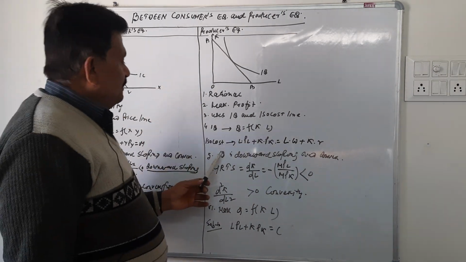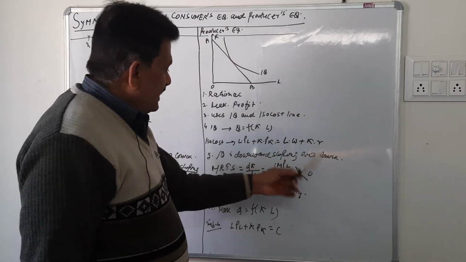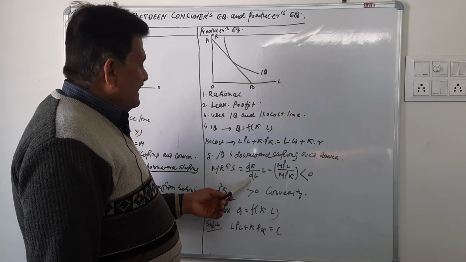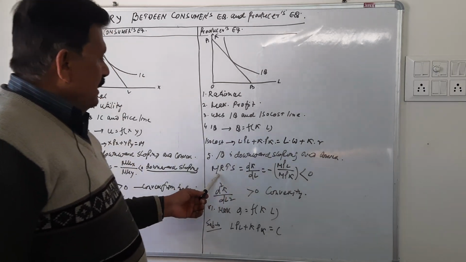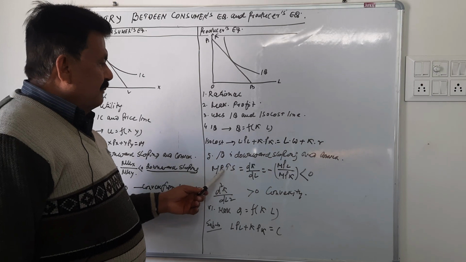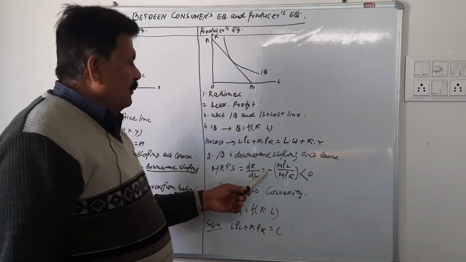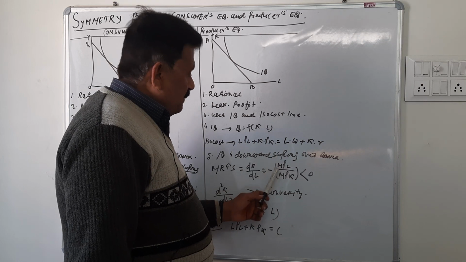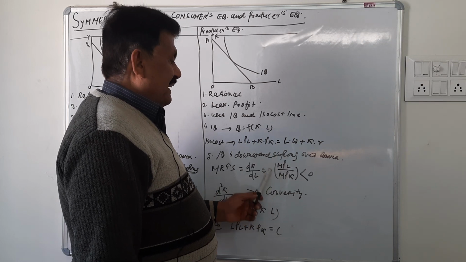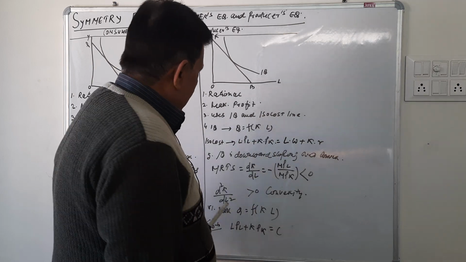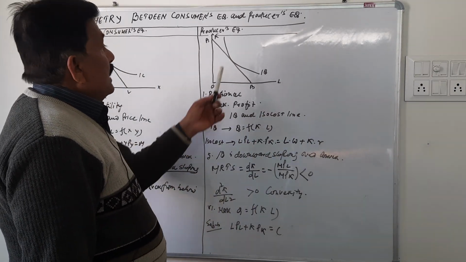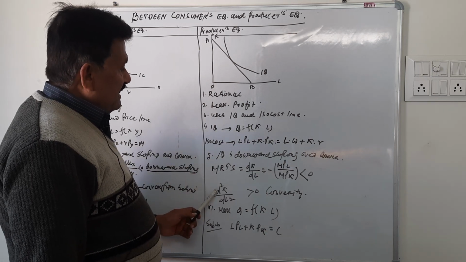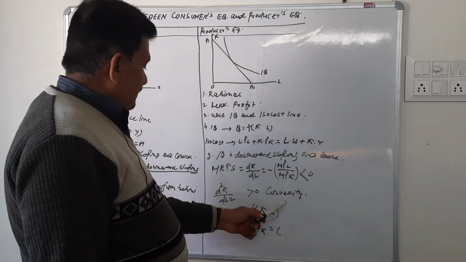Secondly, IC is convex, so the second derivative has to be positive for the convexity of IC. Similarly, IQ is also downward sloping and convex. The slope of IQ, that is dK/dL, is known as the marginal rate of technical substitution, and this is equal to minus the ratio of marginal productivities of the two factors, MPL/MPK. This is negative, that is, less than 0. And IQ is also convex, so d²K/dL² has to be positive for the convexity.